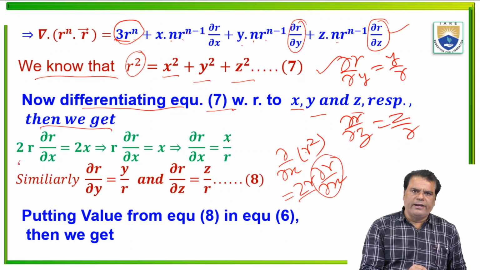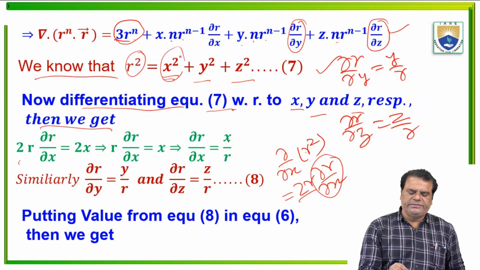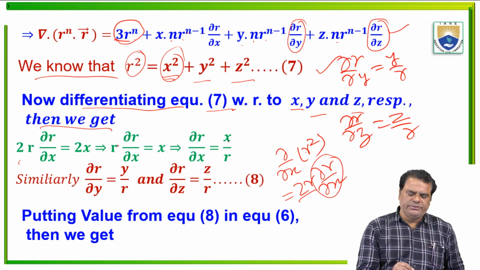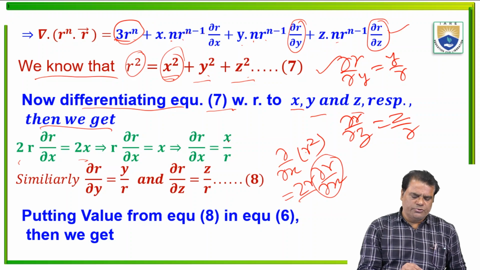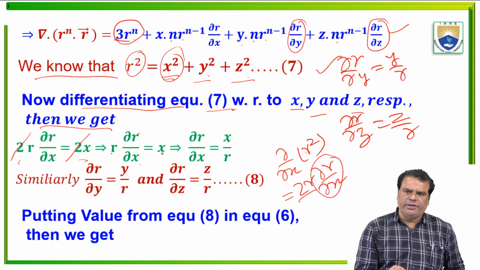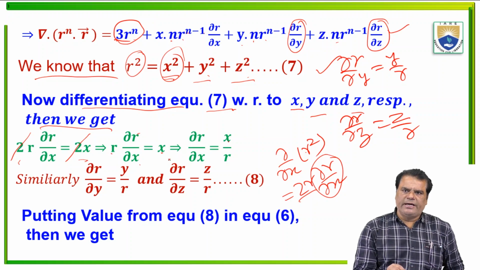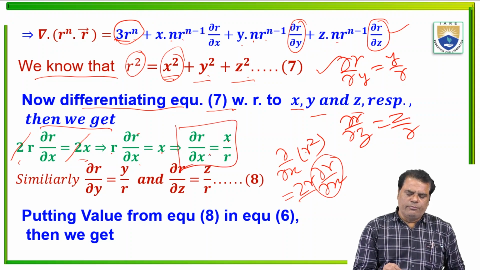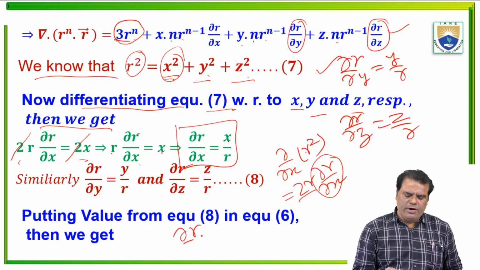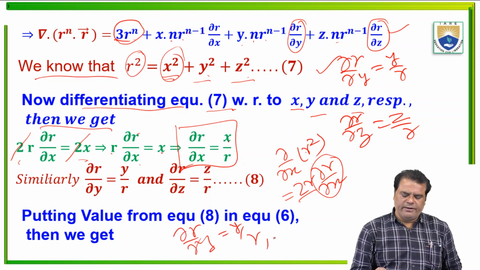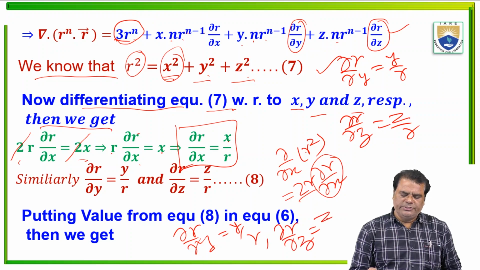So we get here 2r ∂r/∂x equal to, on the right hand side, x². The differential of x² with respect to x is 2x. y and z are constant, so the differentiation of y and z is 0. So here 2 is cancelled. We get r ∂r/∂x equal to x. Dividing by r, we get finally ∂r/∂x equal to x/r. Similarly, we write here ∂r/∂y equal to y/r and ∂r/∂z equal to z/r.